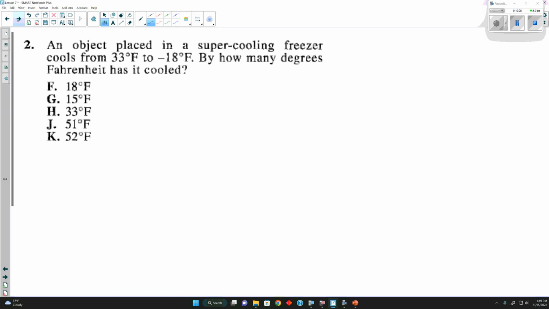An object is placed in a supercooling freezer and cools from 33 degrees Fahrenheit to negative 18 degrees Fahrenheit. By how many degrees Fahrenheit has it cooled? Well, we know from 33 to 0 is going to be 33, so it can't be the top three. So it's really looking at 33 plus 18, which is 51. Or you could subtract negative 18 from 33, and 33 minus negative 18 is 51. Questions on this here?